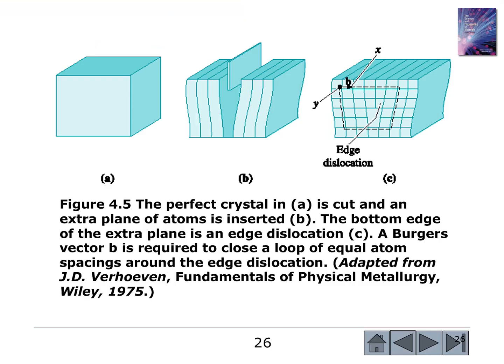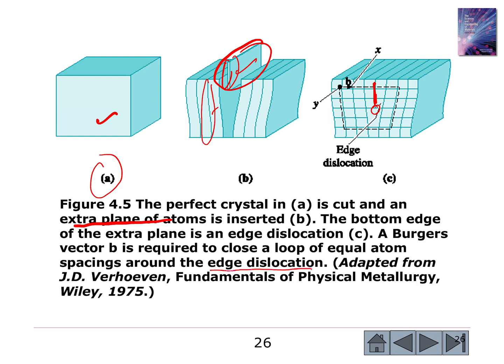The second type of dislocation is called edge dislocation. This is a perfect crystal, and what you do is you cut this, and an extra plane of atoms is inserted inside this crystal. This extra plane is actually half. It's not full, right? If you look at this plane and this plane, this plane is half of this plane. The bottom edge of the extra plane is an edge dislocation, and this is the bottom of this extra plane, so we call it edge dislocation, right?